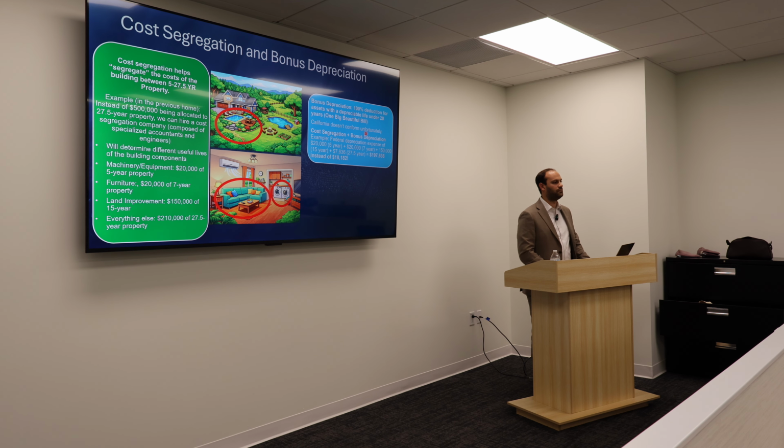Since it's 5 years, can you only do that depreciation for 5 years, or are you doing it all at once? If you don't make any special elections, then once you do the cost segregation, you would expense the machine equipment over 5 years or furniture over 7 years. But what you can do with this 5-year, 7-year, and 15-year property, because they have a useful life under 20 years, is expense the whole thing in 1 year.